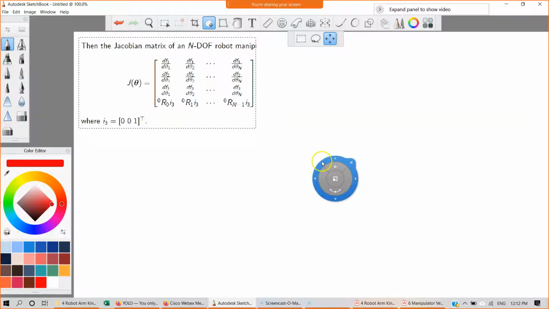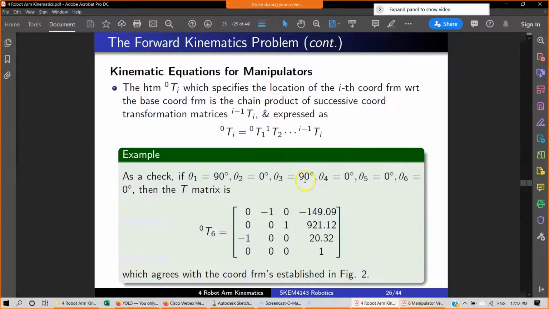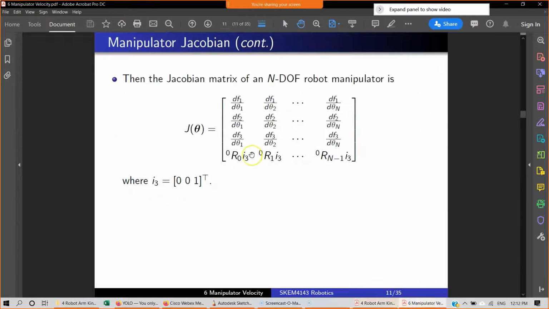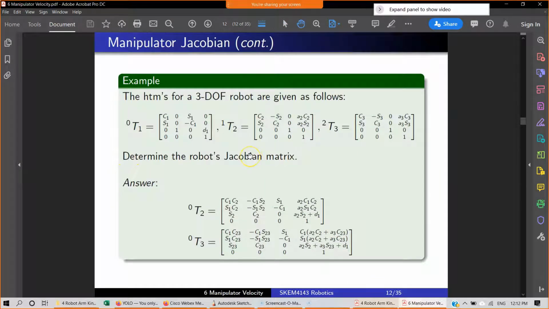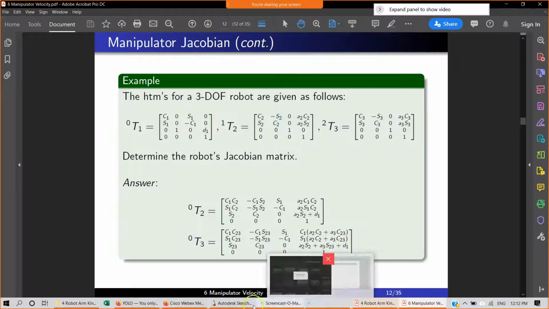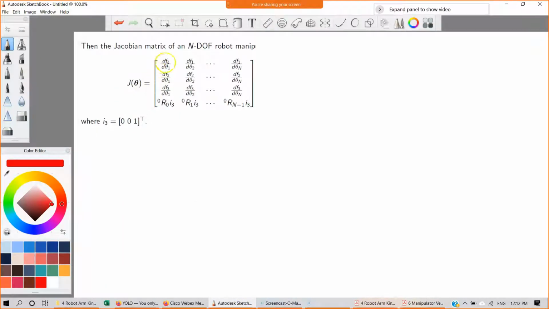Okay, so this is the formula, right? And this is the question, up to here. So what do you have to do first in order to compute the Jacobian matrix? From the formula, we can see that you need F1, F2, F3. Where do you get F1, F2, F3? You get F1, F2, F3 from Tn0, right?